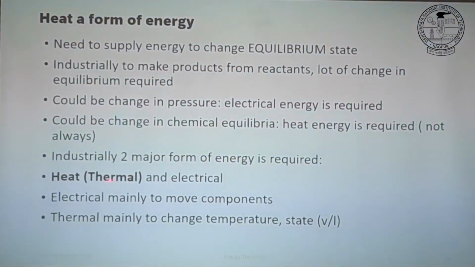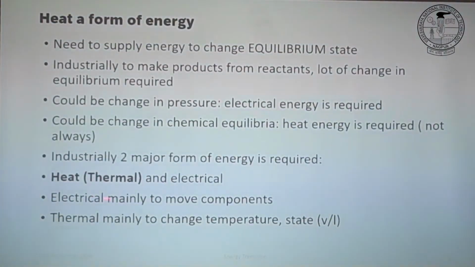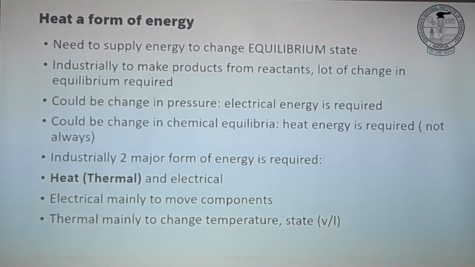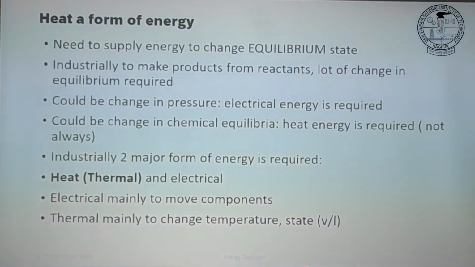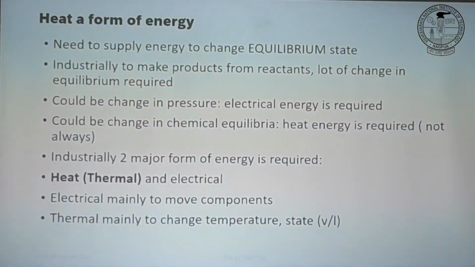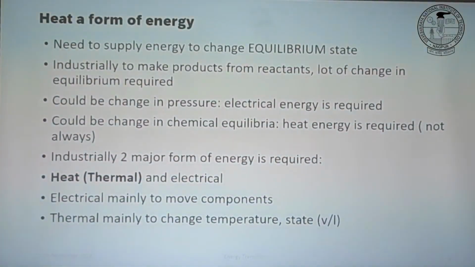So basically, we supply two kinds of energy. We already discussed thermal energy and electrical energy. Thermal is mainly to change the state, increase the temperature, change vapor or liquid state. Right? And electrical energy is mostly used for moving the components. So you need to increase the pressure, move reactants from point A to the reactor, products from the reactor to the battery limit.